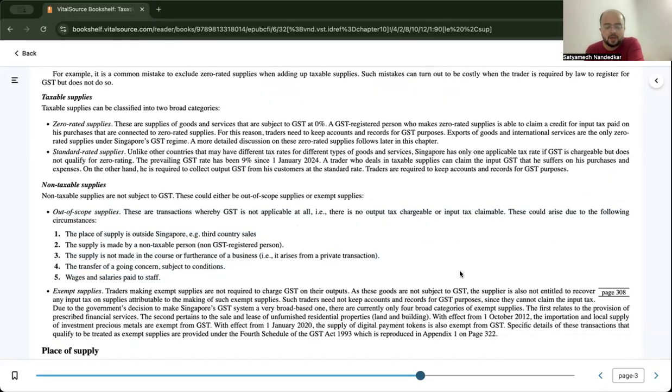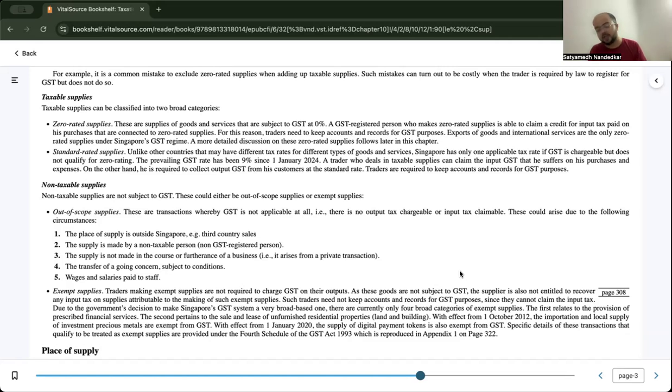The place of supply is outside Singapore, that is third country sale. Supply is made by a non-taxable person. So if I am not registered for GST purposes, then I am a non-taxable person. Supply is not made in the course or furtherance of business, that is, it is a private transaction. If the entire business is transferred as a going concern, which means I had a running business and I transferred my entire business to you in its working condition without halting it, without stopping it, that comes under transfer of business as a going concern. And wages and salaries paid to staff.